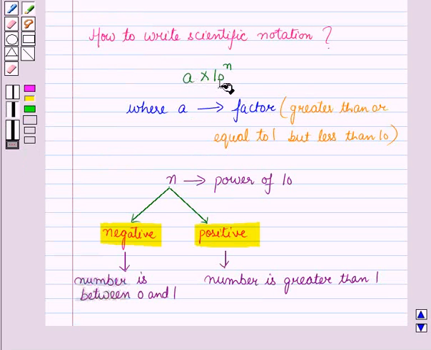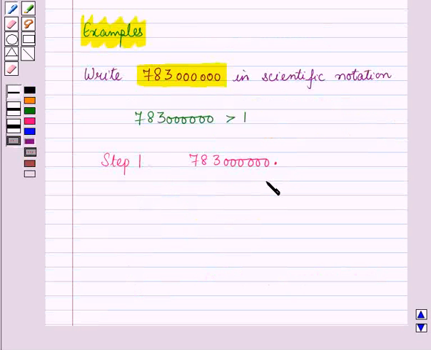Now in scientific notation, in the coefficient A, the decimal point is placed after the first digit. Now as we said, the decimal should be placed after first digit. It means here decimal must be after 7. So we have to move the decimal point 1, 2, 3, 4, 5, 6, 7 and 8 places to the left.